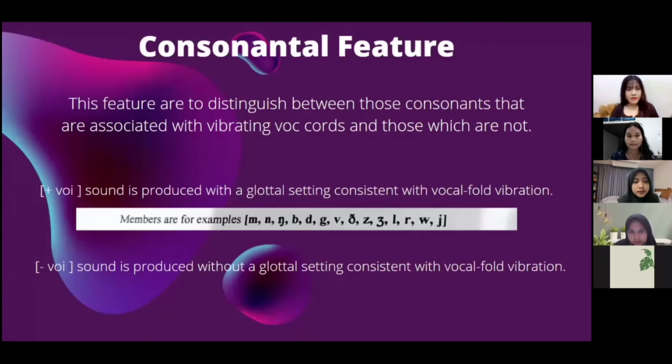Next, we are going to discuss the voice feature. This feature is to distinguish between those consonants that are associated with vibrating vocal cords and those which are not. Plus voice: the sound is produced with a glottal setting consistent with vocal fold vibration. Members are, for example, m, n, g, v, d, and the others. And minus voice: the sound is produced without a glottal setting consistent with vocal fold vibration.